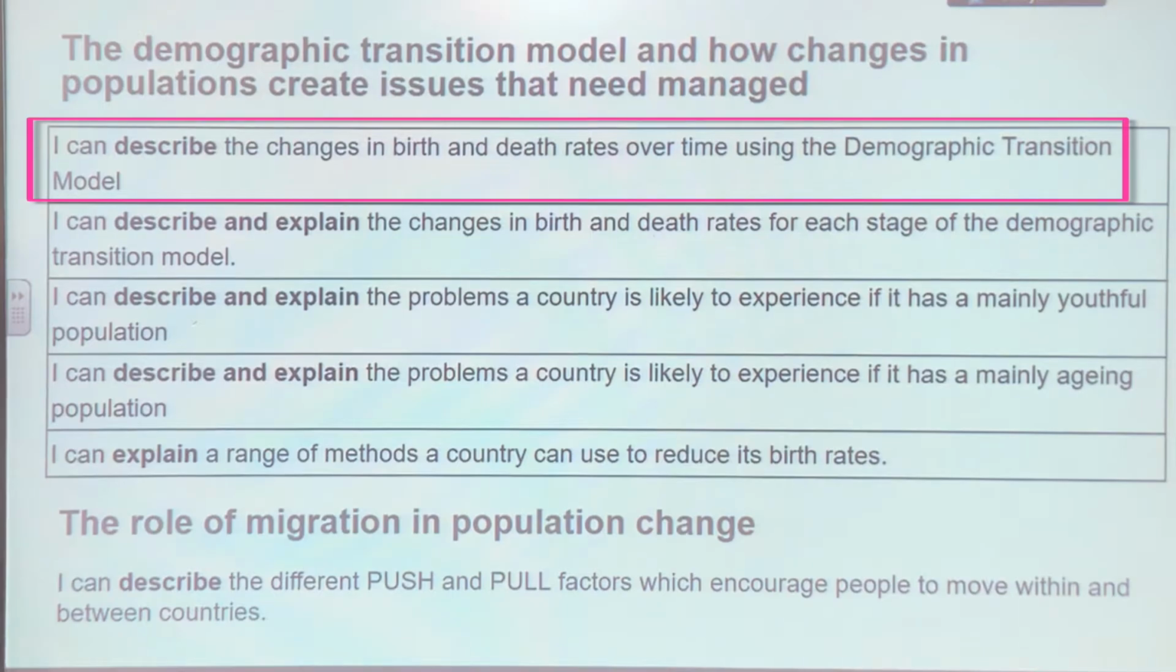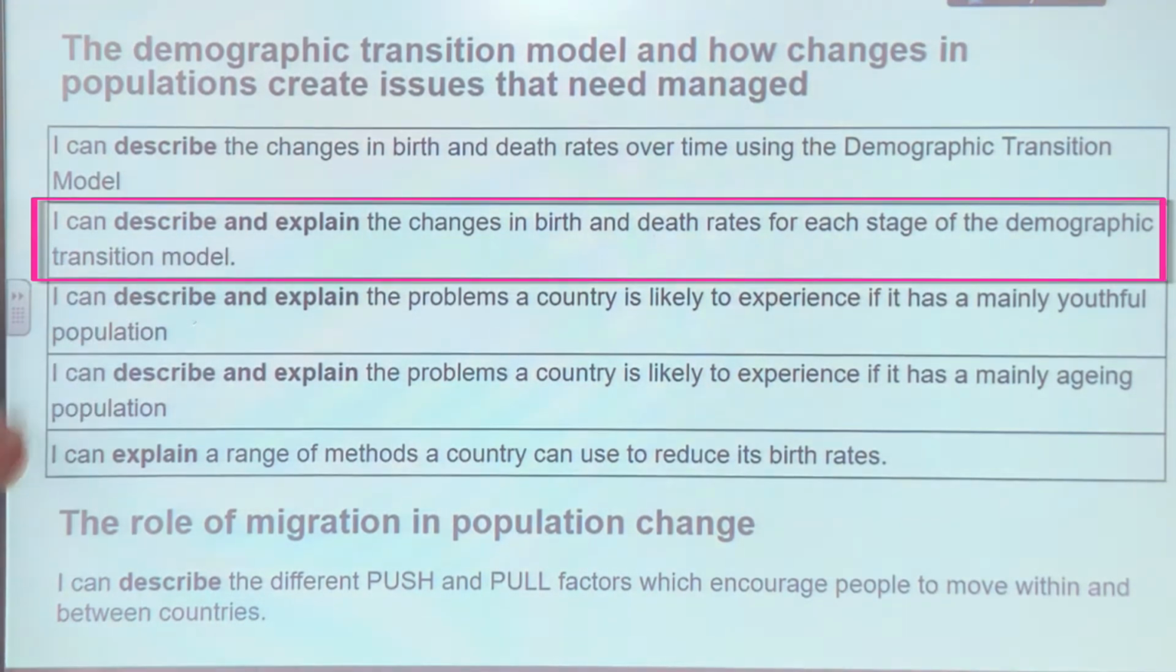You must be able to describe how birth rates and death rates change using the model, and you must also be able to explain reasons for them changing. And you will have already done that if you've revised birth and death rates, because your knowledge of birth and death rates being high or low in different parts of the world would help you answer the second learning outcome.